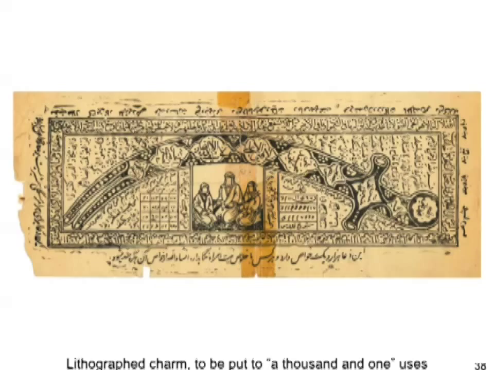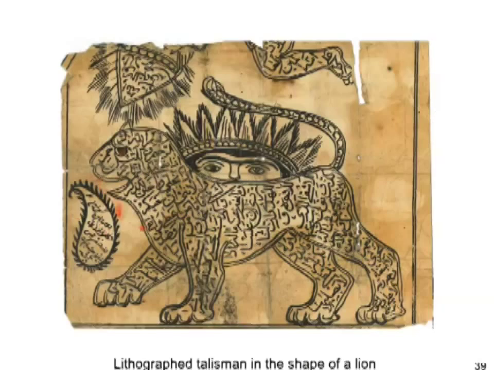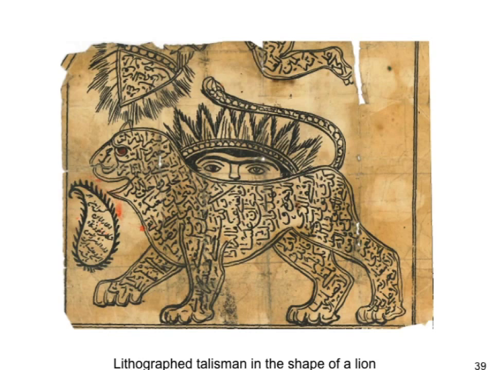This is just another charm, including magic squares, or another one, again including Ali and his famous sword, Zulfaqar. And again, Ali, this time in the form of a lion, an animal that often represents Ali.